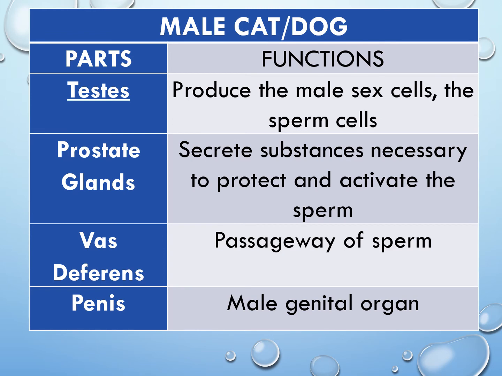These are the parts and function of the reproductive system of a male cat or dog. The first is testes. It produces the male sex cells called the sperm cell. Prostate gland. This secretes the substances necessary to protect and activate the sperm. Vas deferens. This is the passageway of sperm. And the last is penis. This is the male genital organ of male cat or dog.